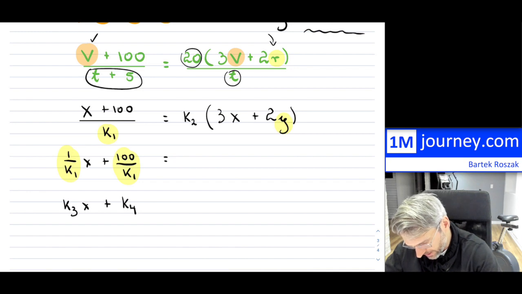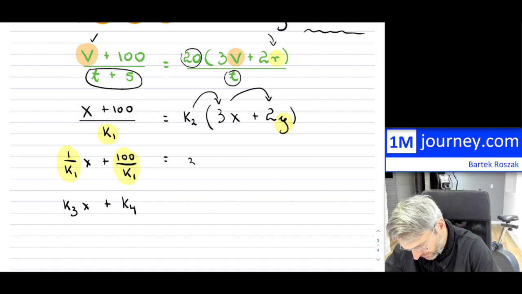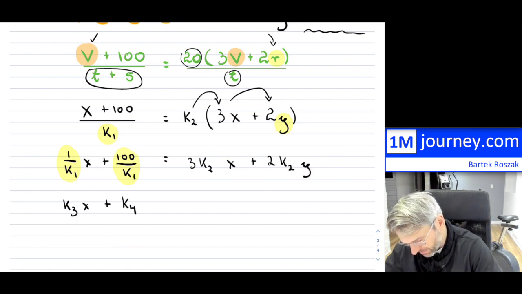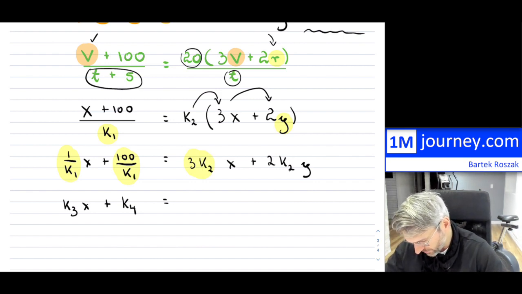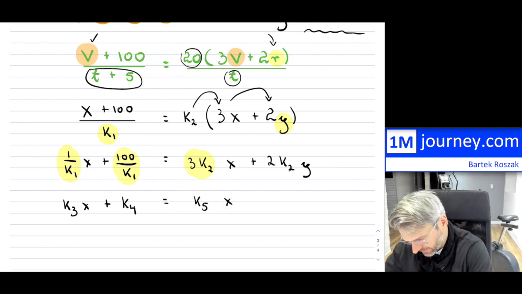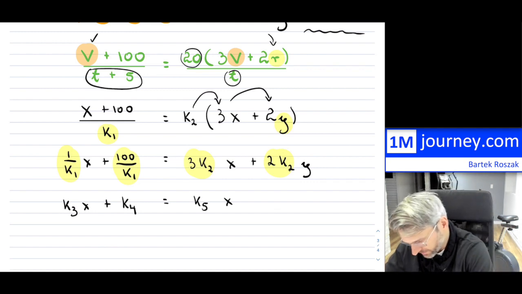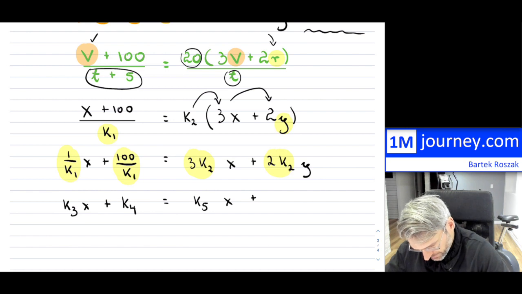On the right hand side, I can actually bring this inside here. So what I'm going to get is 3k2x plus 2k2y. And by the same argument, this is just a constant in front of my x. So I've already used k4. So I'm going to call this k5x. And this, again, is just a constant. So it's 2 times some number, k2. So this is going to be, I guess, k6. That's what I'm going to call it.